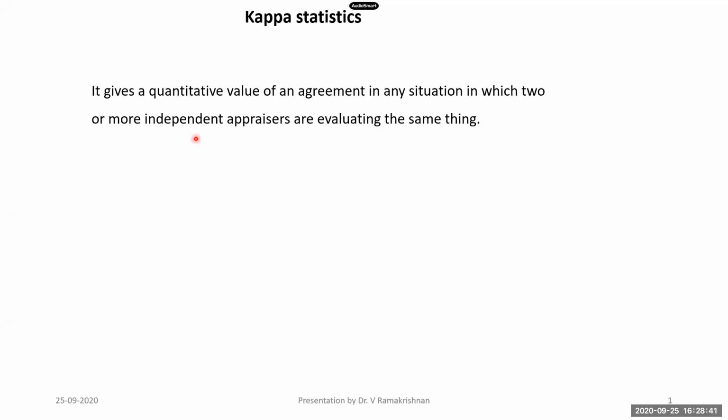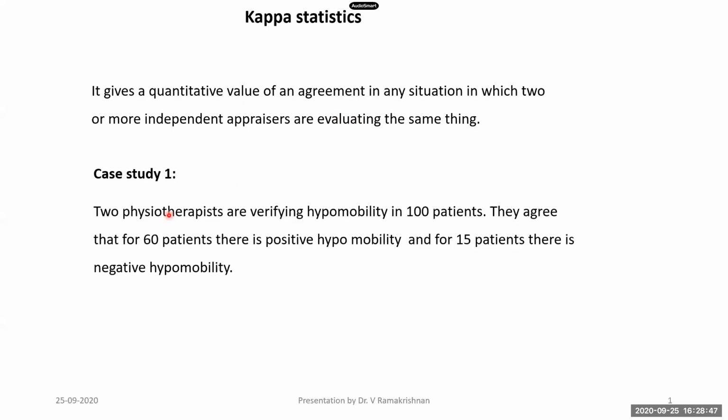We are going to quantitatively say how far they are agreeing or how far they are not agreeing in kappa statistics. We will take a case study here. Two physiotherapists, let us take PT1 and PT2. PT1 is physiotherapist 1 and second physiotherapist is PT2. And they are verifying hypomobility, it is a health problem, in 100 patients.